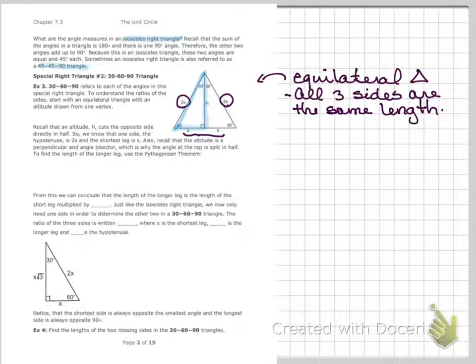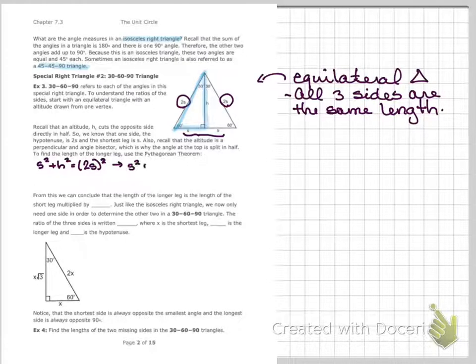h, s, and 2s. We don't necessarily like having the two different variables, but we can definitely solve for one side in terms of the other. So we're going to go back to the Pythagorean theorem, just like we did with the first special right triangle. So here are the lengths of our legs. We've got s squared plus h squared equals (2s) squared. Remember that (2s) squared means 2s times 2s. So I'm going to go this way.